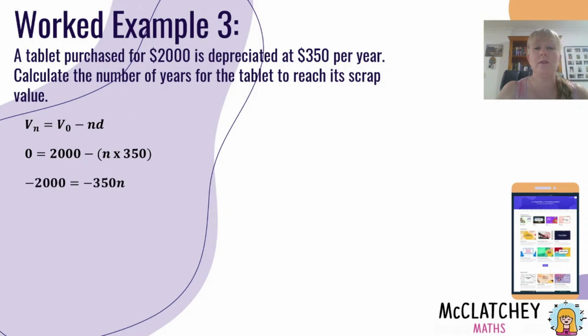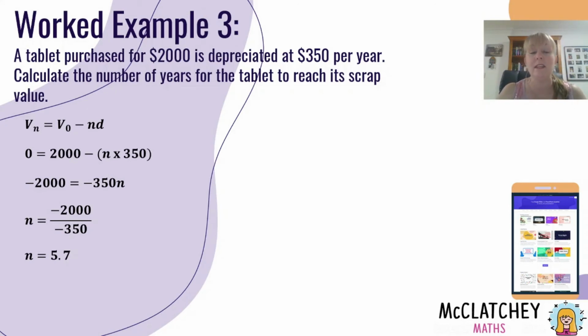So now we're going to manipulate and transpose our algebra on both sides. We'll take 2,000 away. And then we're left with negative 2,000 equals negative 350n. Divide both sides by negative 350, and if you pop that into your calculator, you're going to get the answer of 5.7.